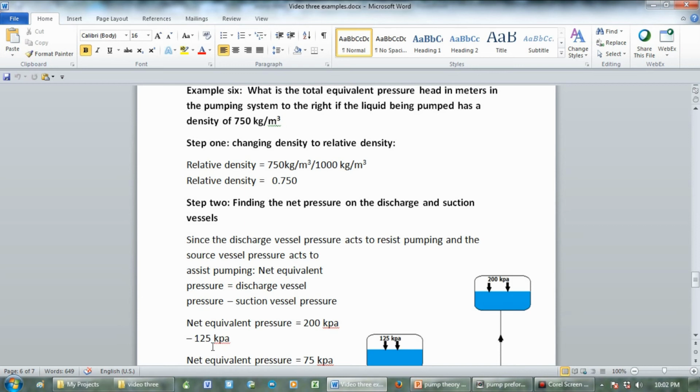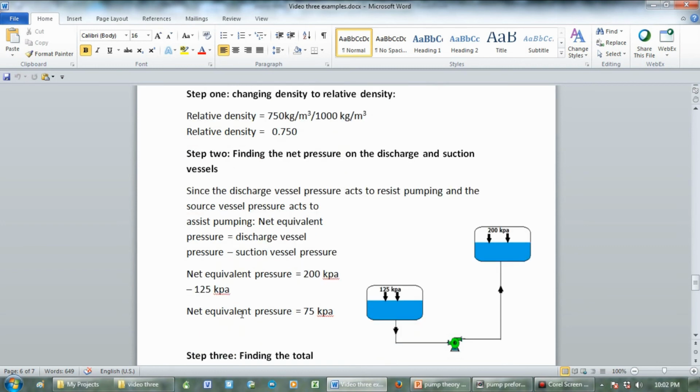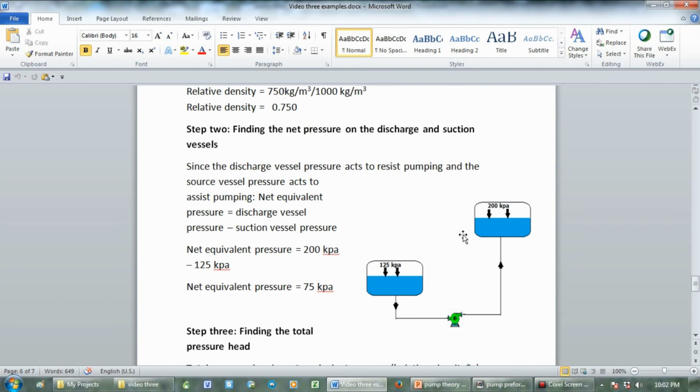Step 2. Finding the net pressure on the discharge and suction vessels. Since the discharge vessel pressure acts to resist pumping, and the source vessel pressure acts to assist pumping, net equivalent pressure equals discharge vessel pressure minus suction vessel pressure. Net equivalent pressure will equal 200 kPa minus 125 kPa, so the net equivalent pressure is 75 kPa.